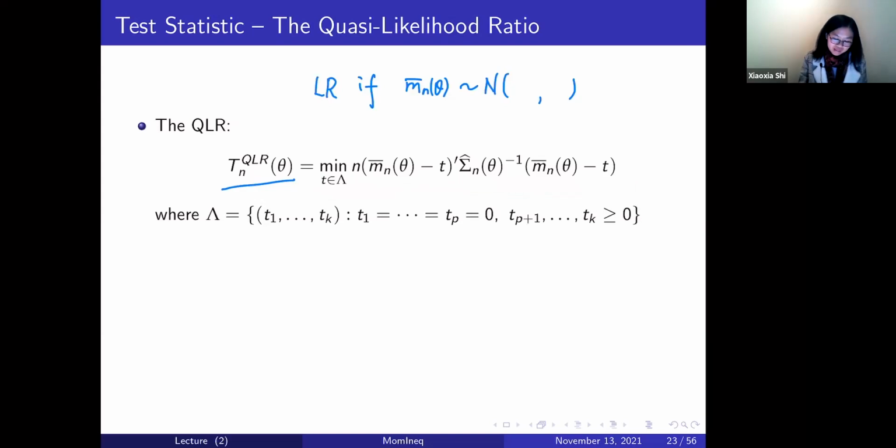And there is another bad thing about it, that is it uses the whole variance covariance matrix. I just said that it's good to use the whole variance covariance matrix because it provides information about the correlation between the moment conditions, but it's also bad because then it requires more information, requires a good estimator for all the elements in the variance covariance matrix, right? So, anyway, there are these three different kinds of test statistics that the literature has come up with to test the moment inequalities and equalities.